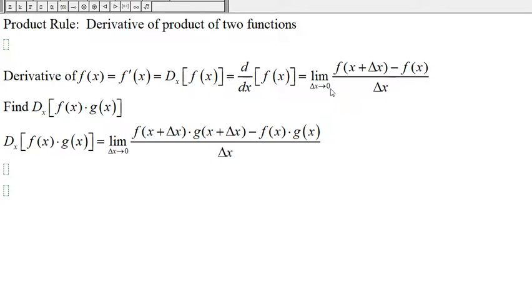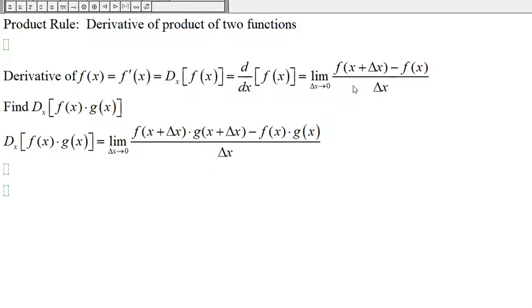And by definition, it's the limit of f of x plus delta x minus f of x divided by delta x as delta x approaches 0. And then now we want to find something like this, the derivative of a product of two functions, function f and function g.